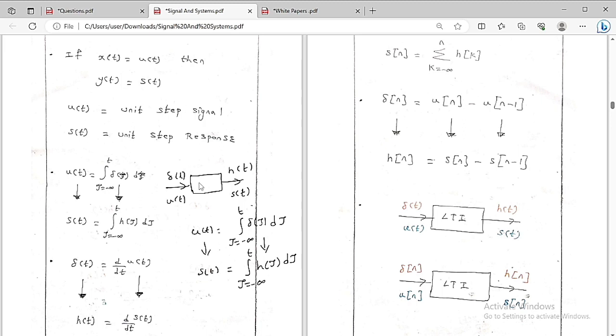So if you know h of t, then we can get s of t just by doing the integration of h of t. So the step response is the integration of the impulse response.